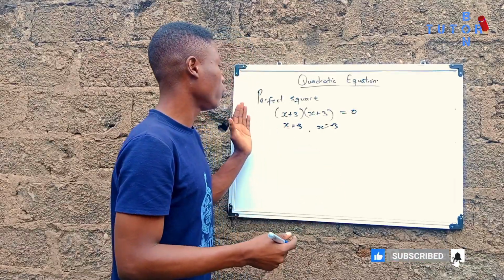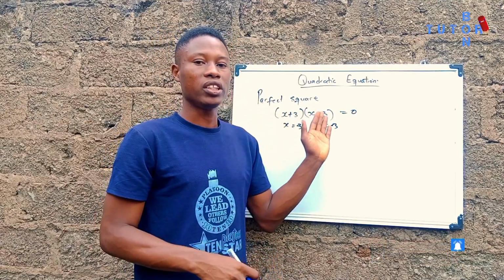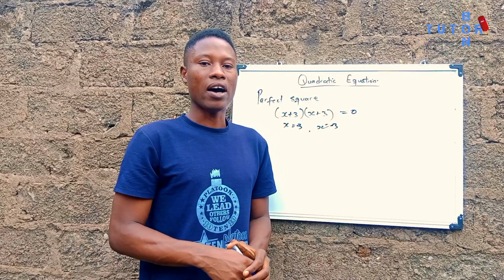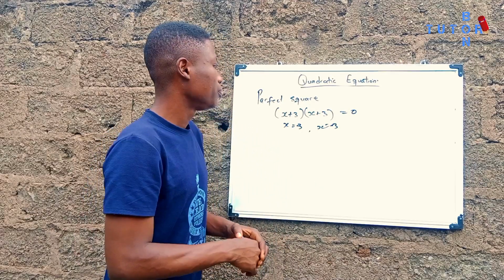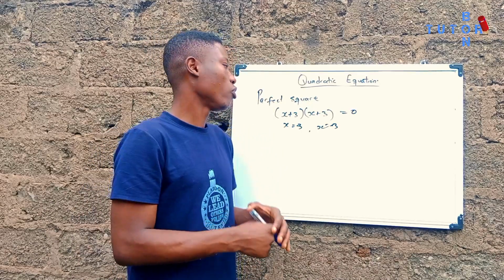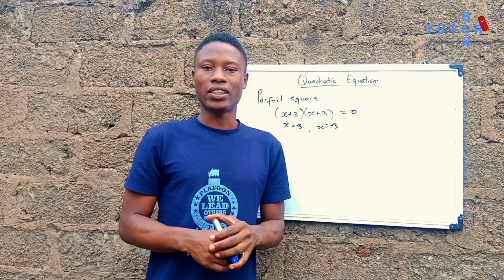So an example of a perfect square is this, whereby what you have in the first factor is the same as what you have in the second factor. So let's go on to a real quadratic equation.